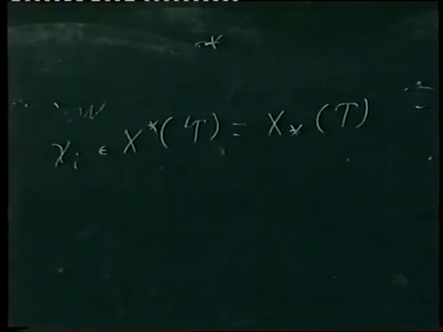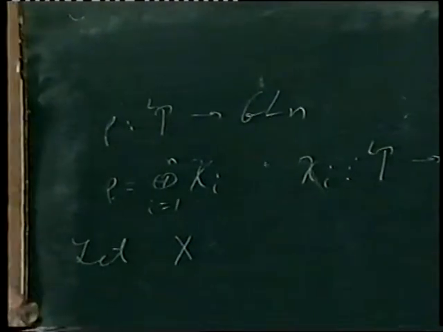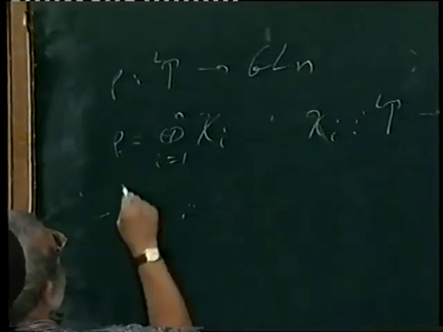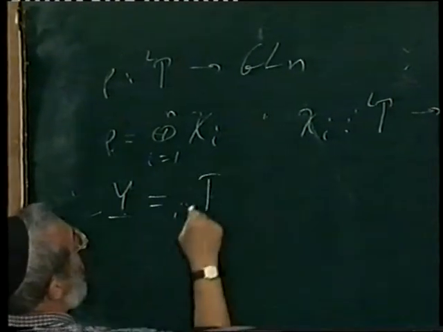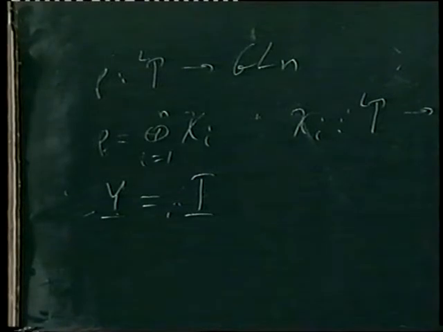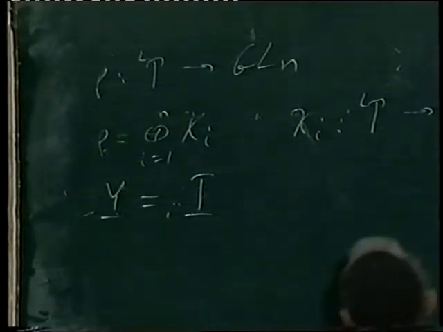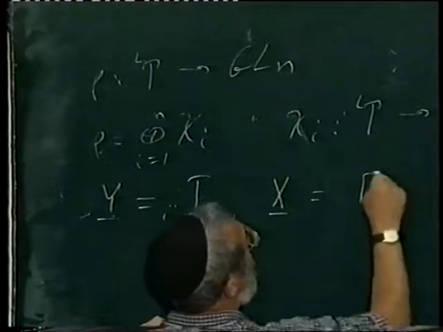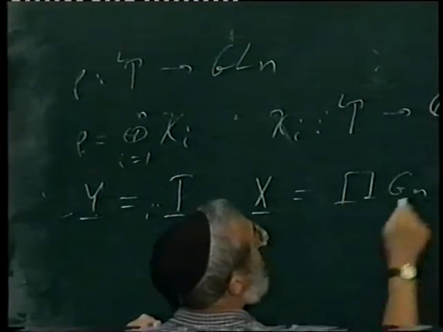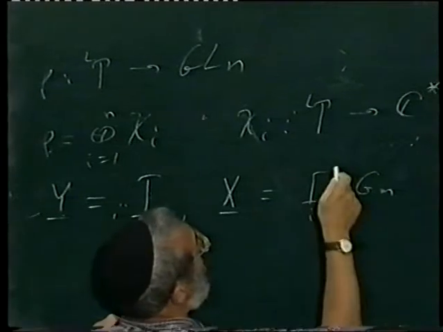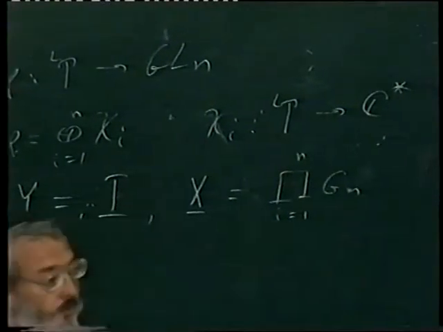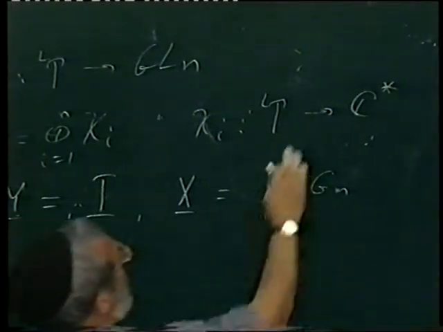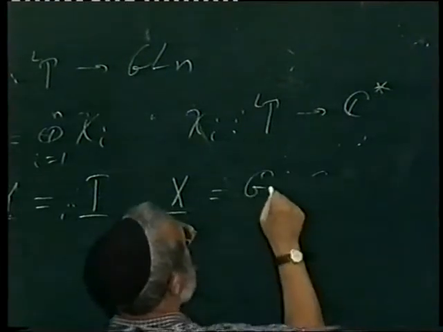Now, let X be what we want to produce. Of course, now, in our case, Y is T. We want to produce an algebraic geometric function on T. So Y is T. So take X to be the product of GM from i equal 1 to N, or just GM to the power N.